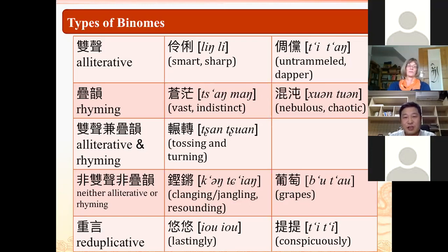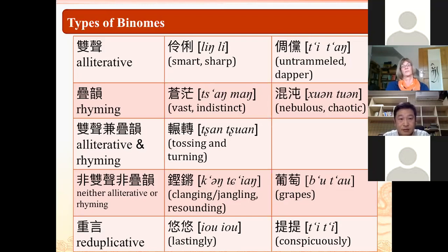It's still commonly used now, but it's a typical alliterative because the two characters share the same initials, but differ in finals and medials. Another term is 倜傥, which means untrammeled and dapper. They also share the same initials. For example, they all start with a T.